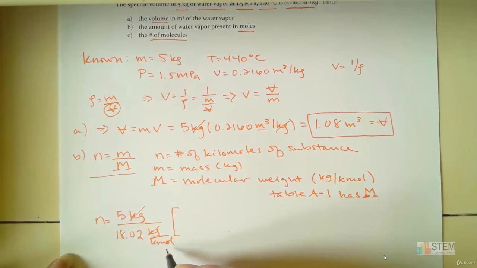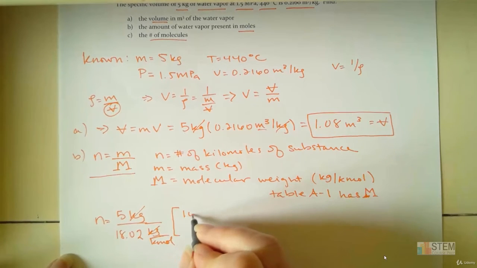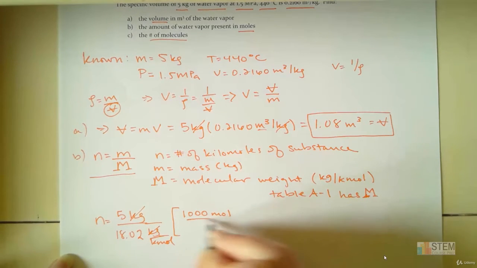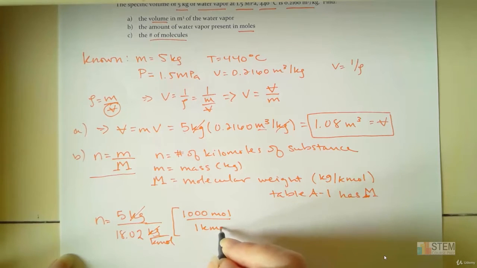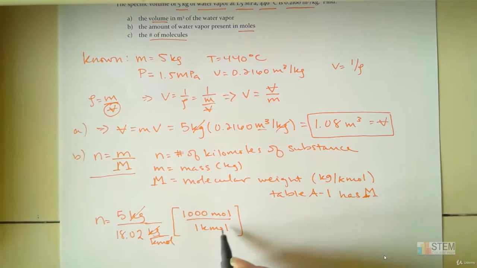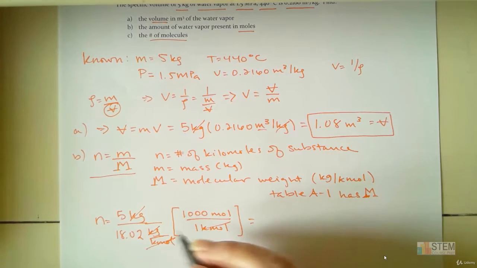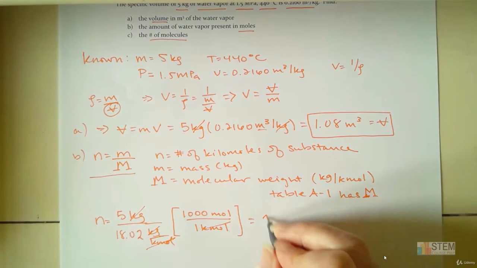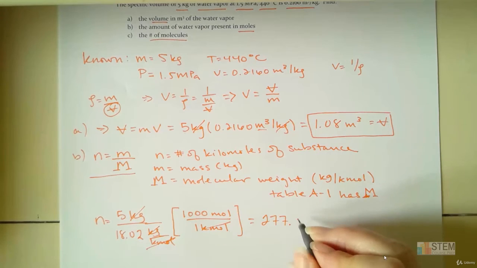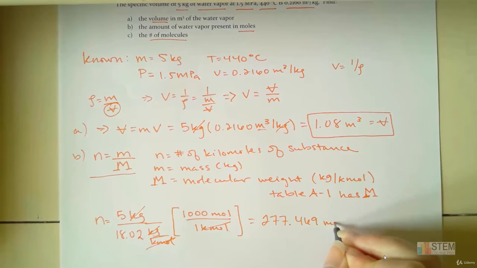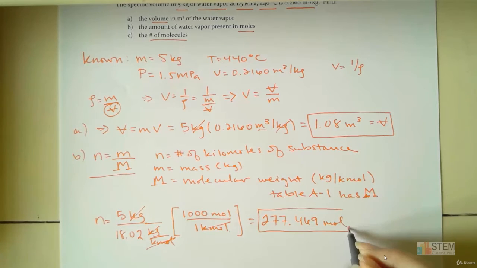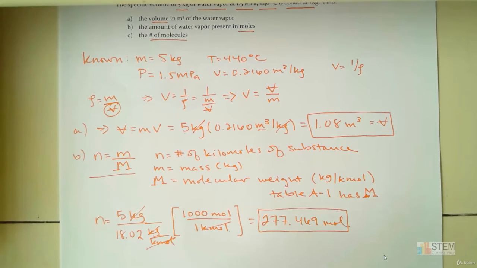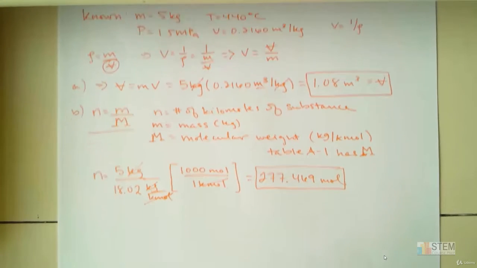We don't want kilomole, we want regular moles. So we need to do the conversion for that. So 1,000 mole per kilomole will be the conversion we use. So this will cancel out the kilomole units, leaving us with just moles, which is what we wanted. So now I'll just do the math here. And you'll get 277.469 moles. Just like that. Okay? So now we know how many moles of water vapor we have present.